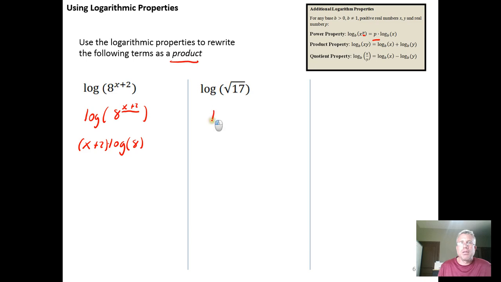This one, what I want to recognize is that the square root of 17 can be rewritten with the rational exponent 1/2. This square root of 17 is the same as 17 to the half power. Now I have an exponent on a base inside a logarithm, and that exponent can be pulled down into the front position, leaving the base behind.